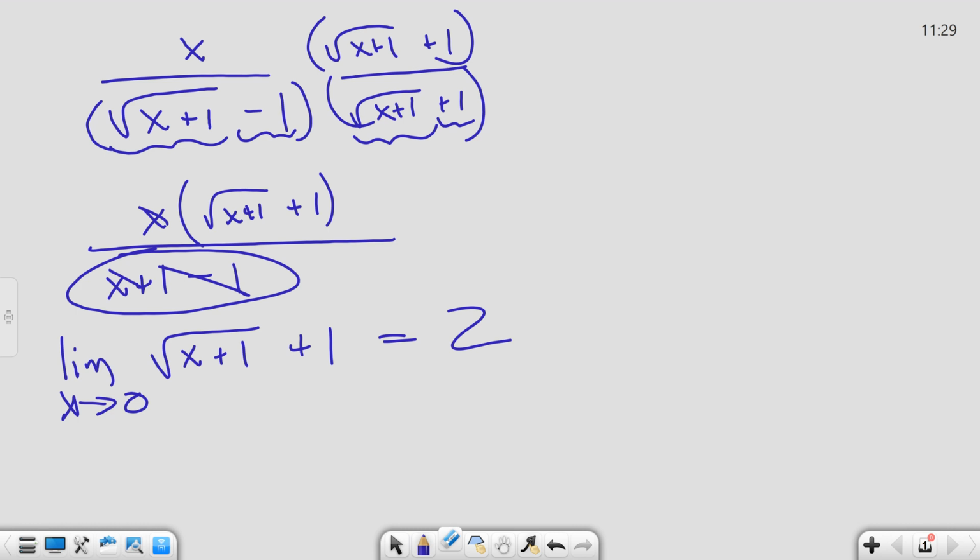Where'd you get the plus 1? What's your question again? Okay. Wait, the conjugate is like reverse sign? I'm sorry? For the conjugate, you did plus 1? Yeah, the conjugate of a plus b would be a minus b. You just change the sign in between the two.